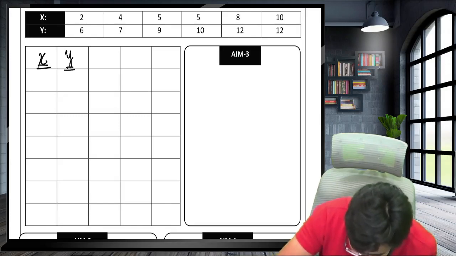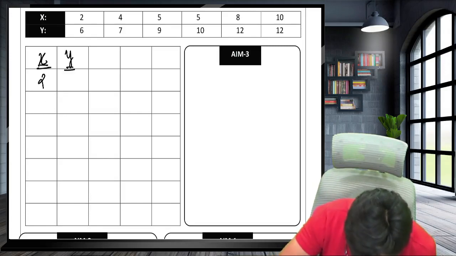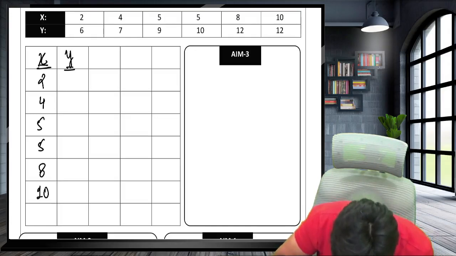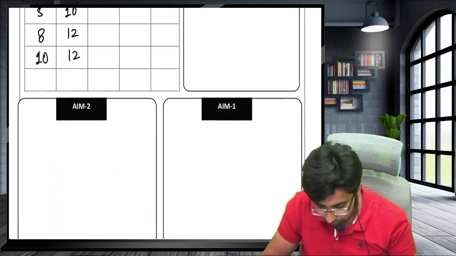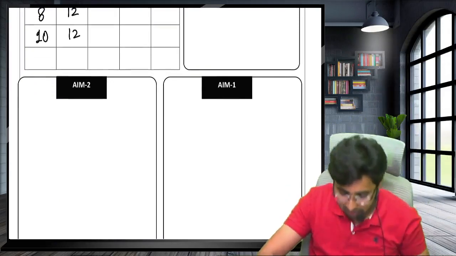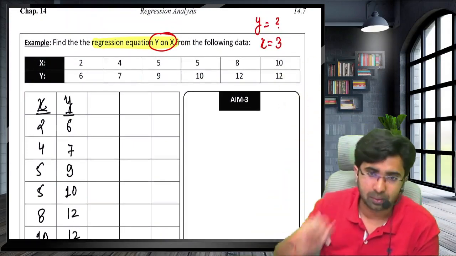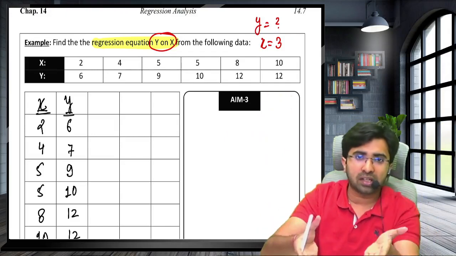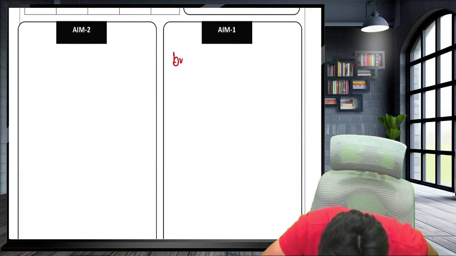The x values are 2, 4, 5, 5, 8, 10. What is y? 6, 7, 9, 10, 12, 12. Sir, first I need to achieve my aim number 1. Which b do I need to compute, b y on x or x on y? Because you need to construct the equation of y on x, your aim number 1 is b y on x.